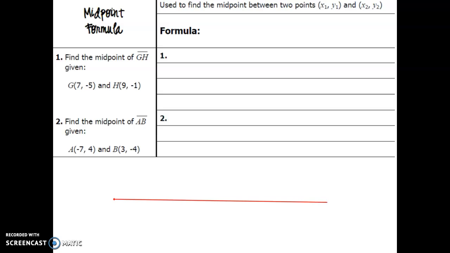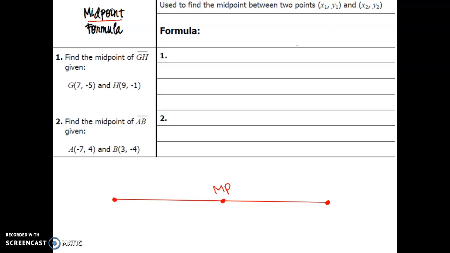Hello everyone, we will be looking at the midpoint formula today. The midpoint formula, of course, is used to find the point in the middle. So I've drawn a line here, so you can see a little bit better. I'm going to have two endpoints. And of course, the midpoint, the point in the middle, is going to be somewhere right here. So that's our midpoint.